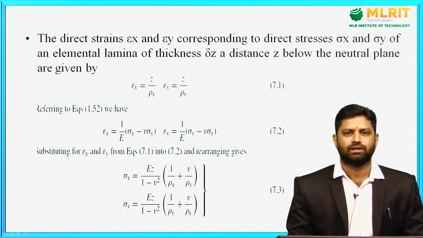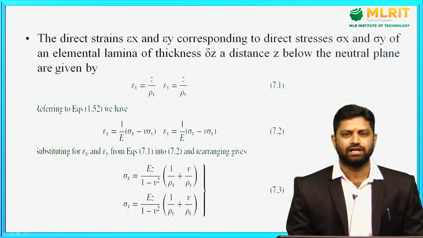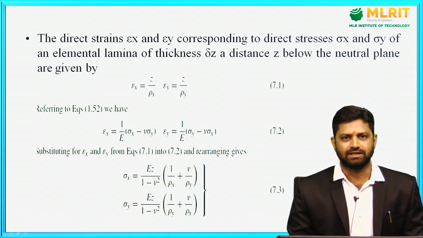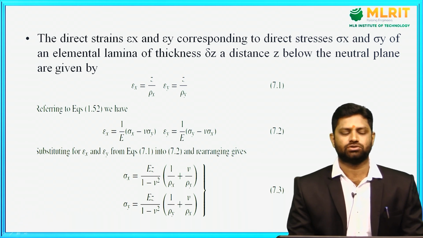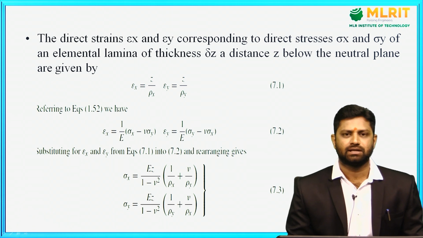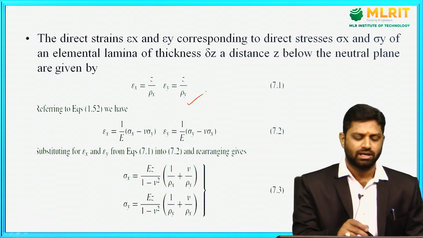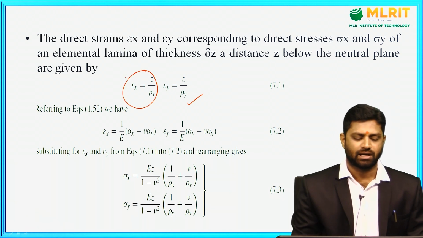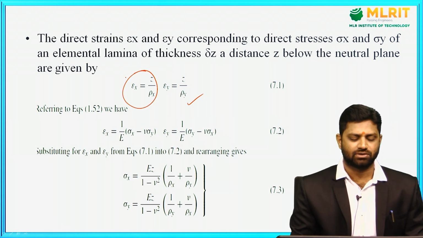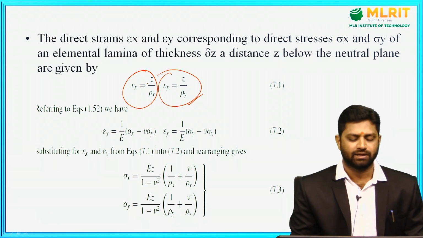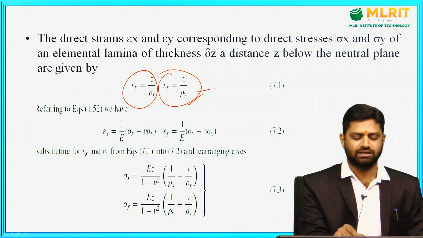So from the diagram we have seen, now we are going to write the expressions for direct strains, that is epsilon x and epsilon y, corresponding to sigma x and sigma y of an elemental lamina of thickness delta z at a distance z below the neutral plane. Those are given by the simple normal strain conditions, that is strain epsilon x is equal to z by rho x, where z is the distance from the neutral axis and rho x is the curvature, and strain in y direction is given by z by rho y. So let us assume this as equation 1.